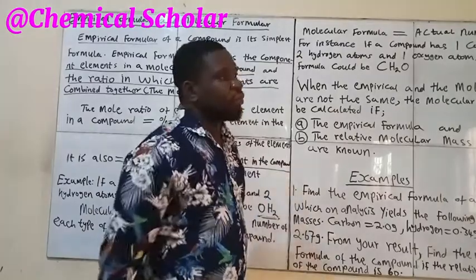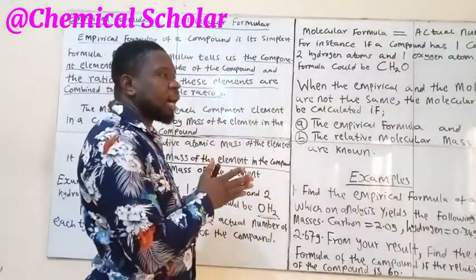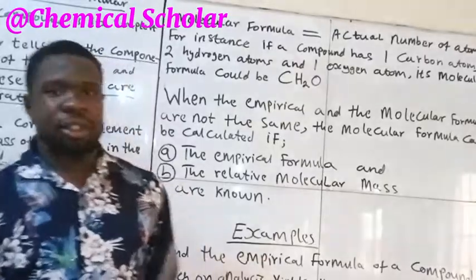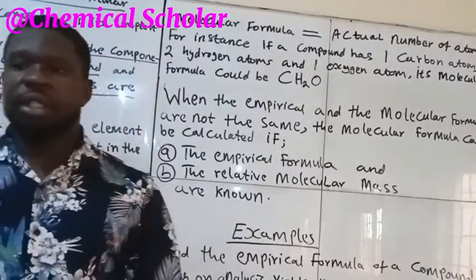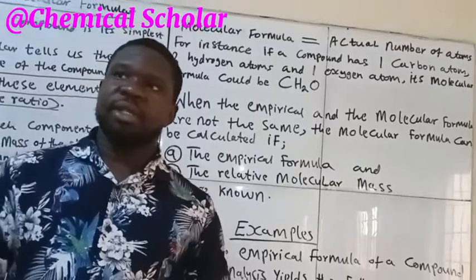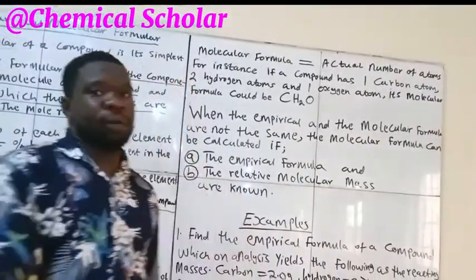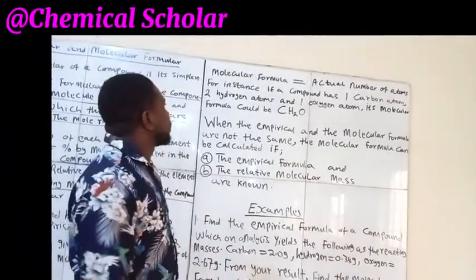So if you have the molecular formula, you don't need to find the ratio. You know that this is the real number of the atoms that are contained in a compound. When you have the molecular formula, you don't need to calculate any other elements. You know that this is the real number of atoms of this element that are contained in the particular compound you are making use of.